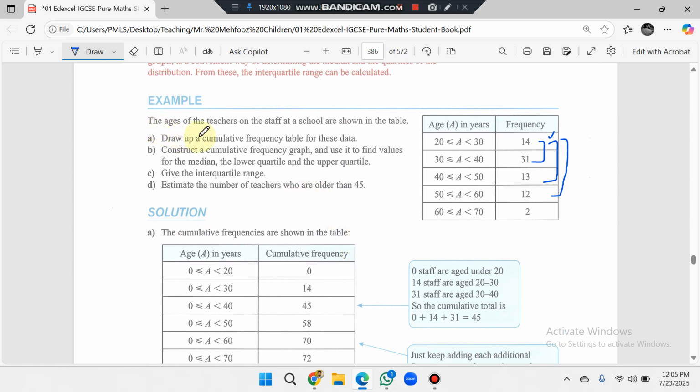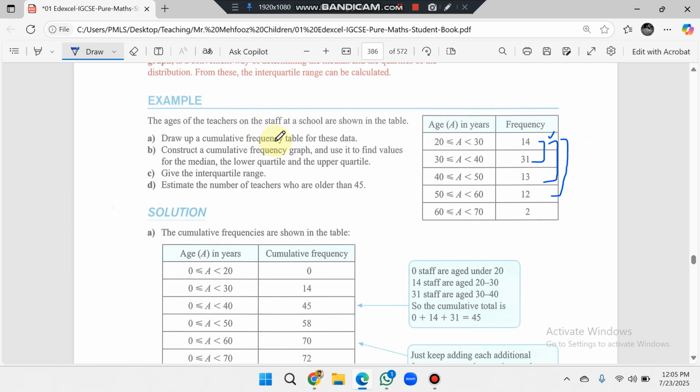The ages of the teachers on the staff at a school are shown in the table: 20 to 30 years old has 14 staff, 30 to 40 years old has 31 teachers, 40 to 50 years has 13 teachers, 50 to 60 years has 12 teachers, and 60 to 70 years has 2 teachers. So now draw a cumulative frequency table for these data.